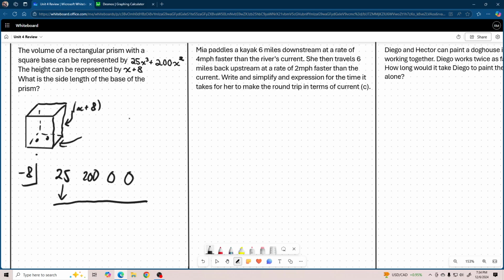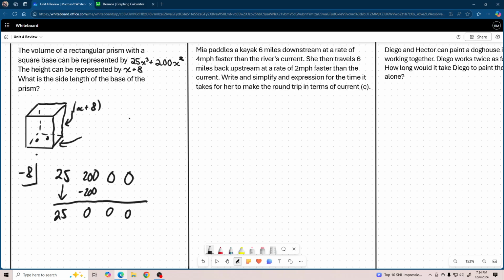So let's go and do it. We bring down our 25. 25 times negative 8 is negative 200. Now we're going to get to 0, 0, and 0. All right, so we do have a remainder of 0, so we know that it goes in evenly, which means, I mean, we already knew it was a factor, but now it confirms that it's a factor.